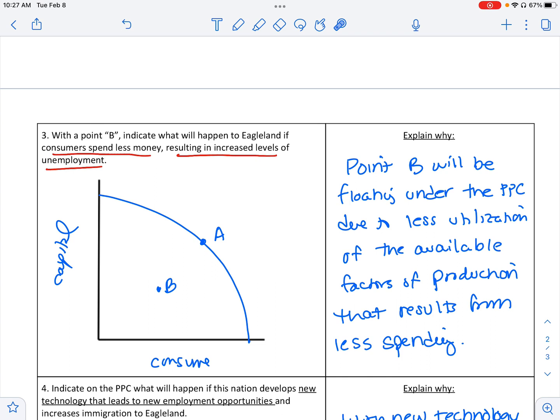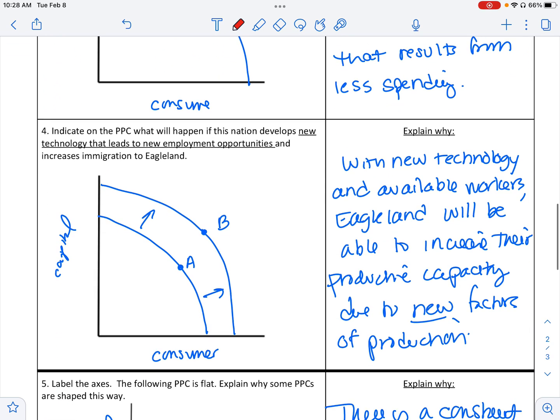You want to go back to that concept of land, labor, and capital, and the fact that if businesses have less revenue, they're not going to have as many workers. Because they don't have as many workers or revenue coming in, they're not going to use as much natural resources or land, and they're not going to use as much capital. So they have these three things, they're just not utilizing them. And I would really love your explanations to have something about the fact that these resources exist, but they're not being utilized.